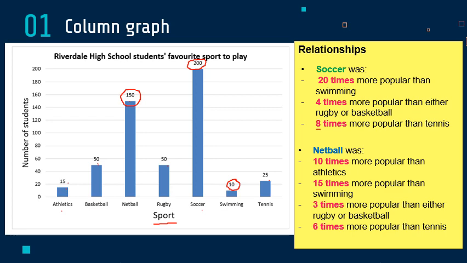Now, this data I've just put together to make it nice and easy to find the relationships. Generally speaking, in a column graph, you won't have so many, so you will need to look, but it's about looking for those relationships between the numbers, knowing that 25 times 2 is 50, for example, or 50 times 4 is 200. So we can say 4 times more people like soccer than they do rugby.